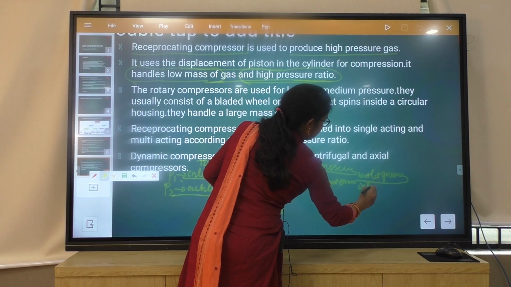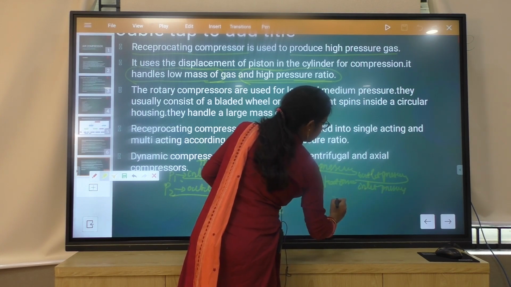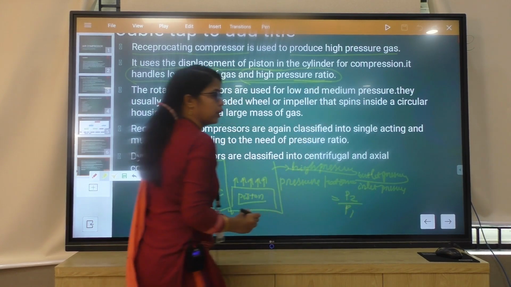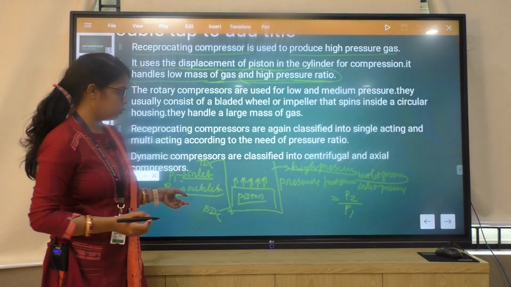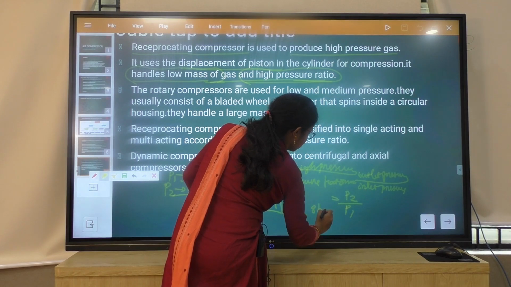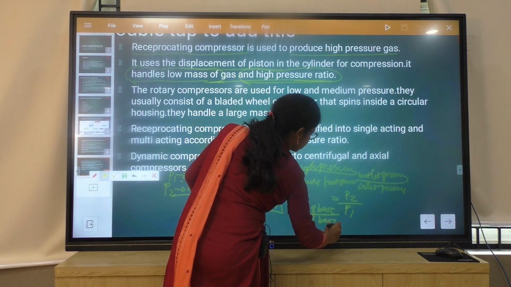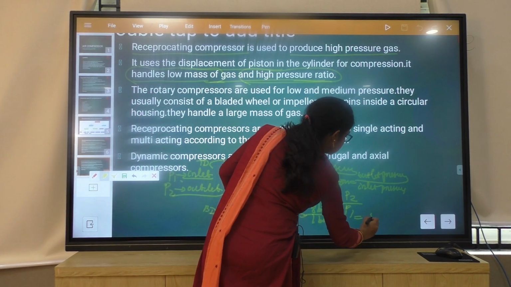Outlet pressure and inlet pressure. Here the outlet pressure is P2 and the inlet pressure is P1. Outlet pressure is our required pressure. In the example I was telling you, the outlet pressure we need is, suppose, 8 bar, and the inlet pressure is 1 bar, and the pressure ratio here is 8.